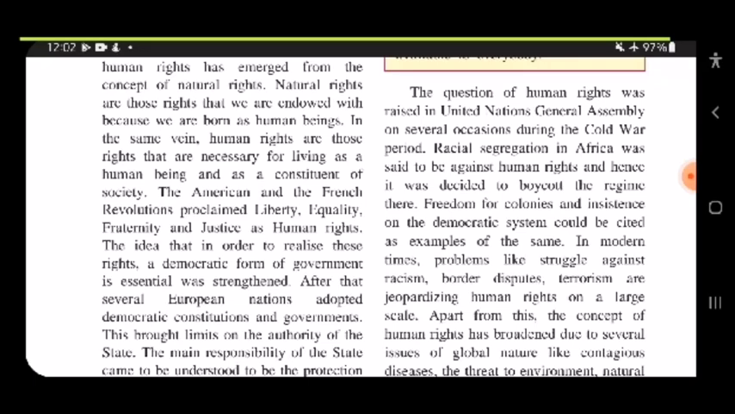So, only people who were white, whose skin color was white, used to get the rights, not the others, that is the blacks. This was racial segregation. It was going on in Africa, and it was said to be against human rights. That means if any person is staying, all should get equal rights. It should not depend on the person's skin color. But it was there previously. Nowadays, everyone is treated equally in South Africa. And hence it was decided to boycott the regime there.